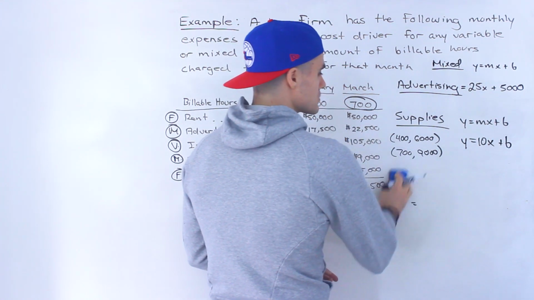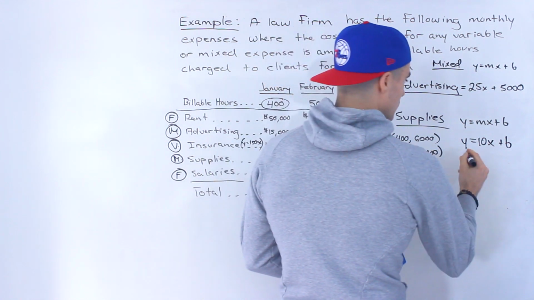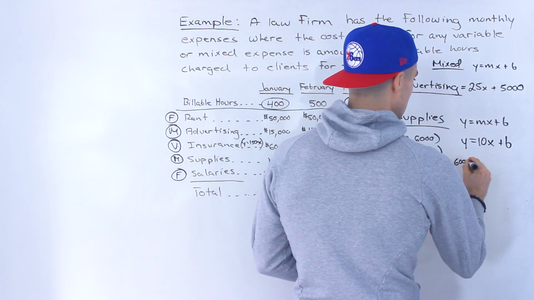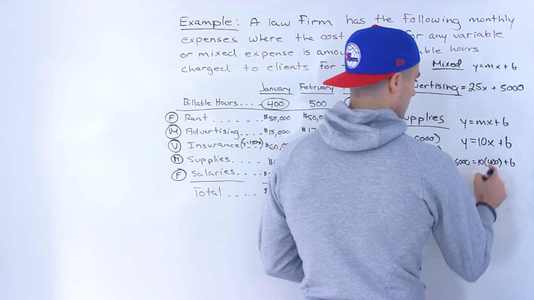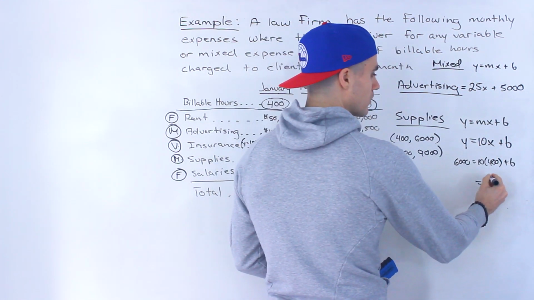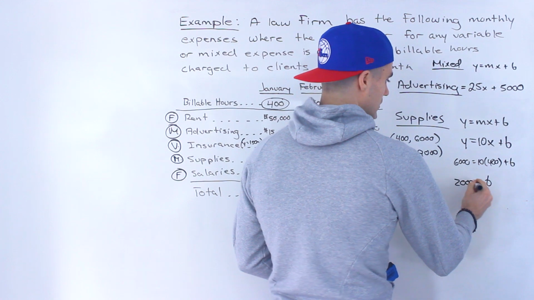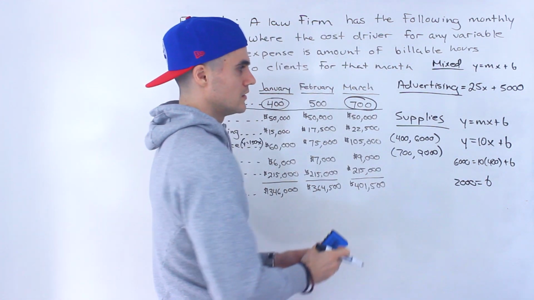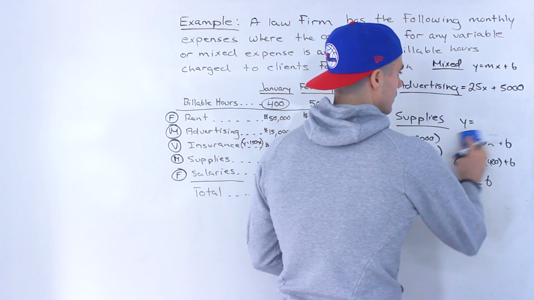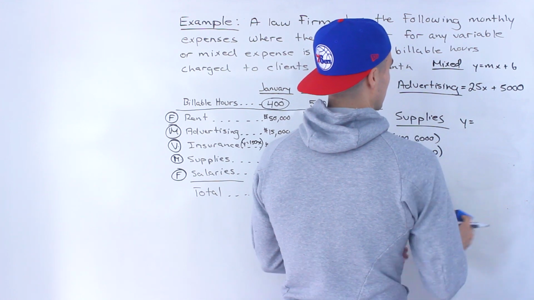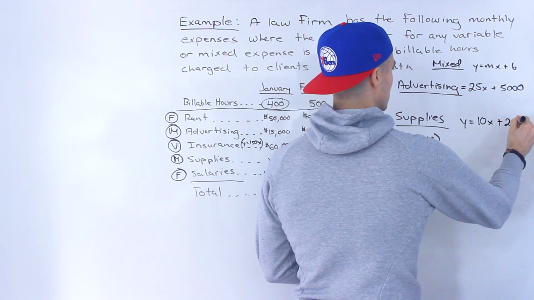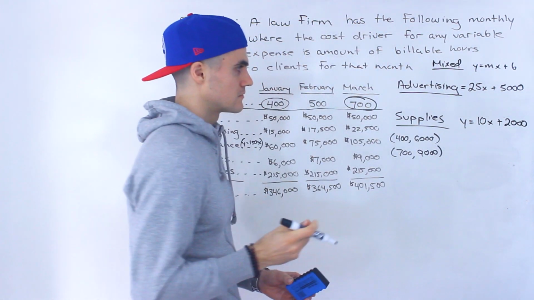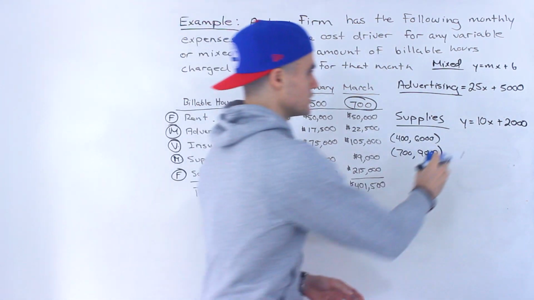So we're going to have y equals 10x over here. We could use either of these coordinates. I'm going to use the first one. So we'll have 6,000 equals 10 times 400 plus b. This would be 4,000. Bring it over. Basically, b is going to be 2,000. So the formula for supplies is y equals 10x plus 2,000.